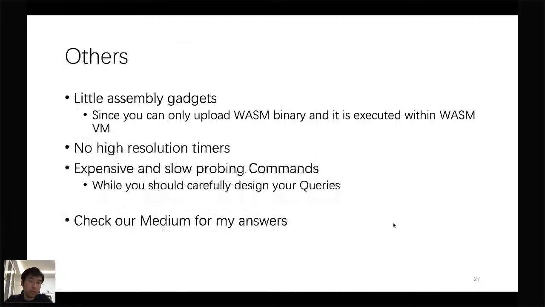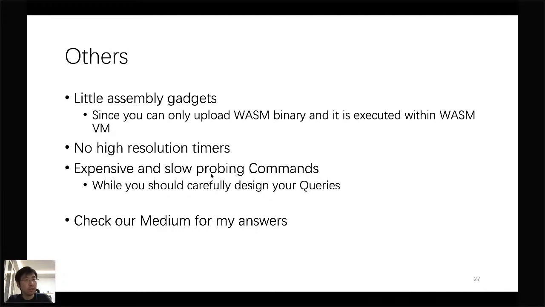Okay, there are also other mitigations. For example, there are few assembly gadgets in our smart contracts, because our smart contracts are compiled to Wasm binaries, and then the Wasm binaries are executed by the Wasm VM. So it's really hard for the attacker to get the real low-level assembly gadgets which are actually executed. And also, there is no high resolution timer in our P runtime. We do not support such operations.